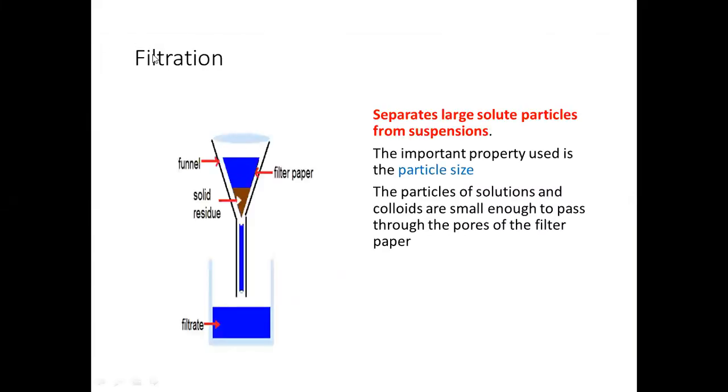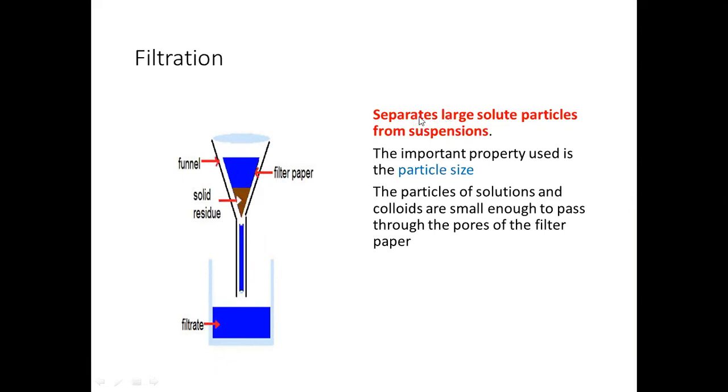Let us first consider filtration. Here is our apparatus. We usually have a filter funnel. There is usually filter paper in the filter funnel, and we usually have a beaker to collect the liquid that passes through. The liquid that passes through the filter paper is a solvent and is known as a filtrate, and the particles that are not able to pass through are known as a solid residue.